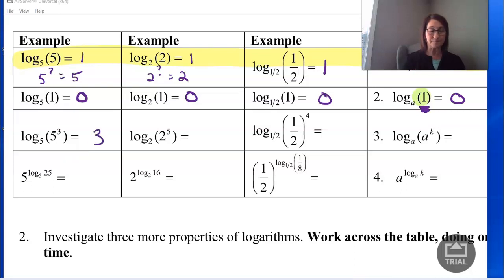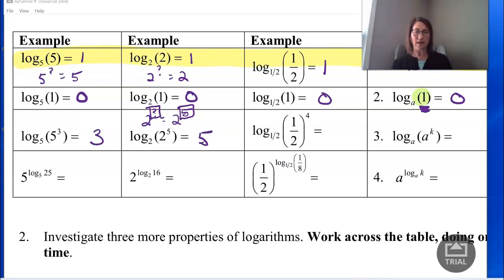All right. So now let's look at the next one. 2 raised to what power is equal to 2 to the 5th? Well, my bases are the same, so my exponents have to be the same. That means that question mark must be equal to 5. Doesn't matter if I have fractions introduced. Log base 1/2 and then 1/2 to the 4th is going to be equal to 4.